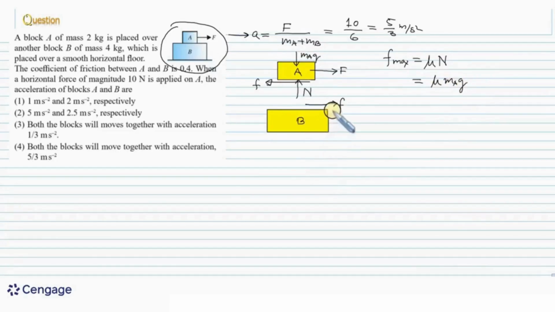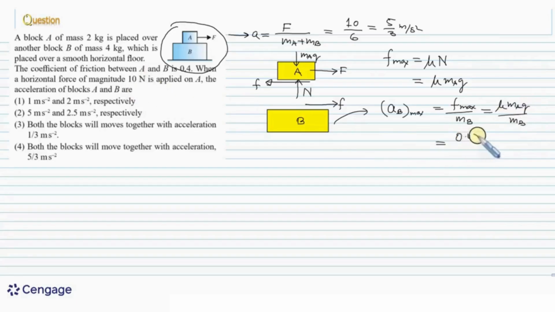Now we can find the maximum possible acceleration of block B. The maximum possible acceleration of block B should be equal to the applied force which is responsible for the motion of block B, that is F max, divided by the mass of block B, that is m_B. So this is equal to mu multiplied by m_A g divided by m_B. And we know mu is equal to 0.4. So this is 0.4 multiplied by m_A, which is 2, g we have taken 10, m_B is equal to 4. If we calculate, this is equal to 2 meter per second square.